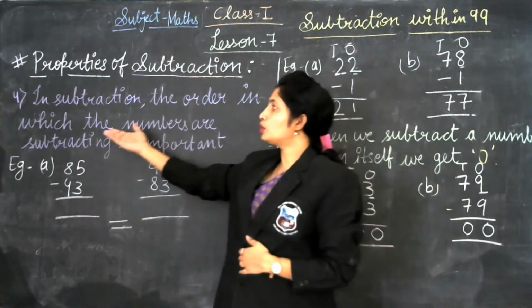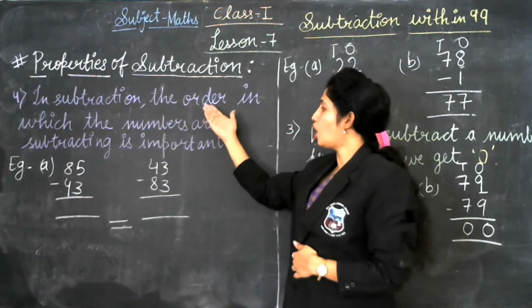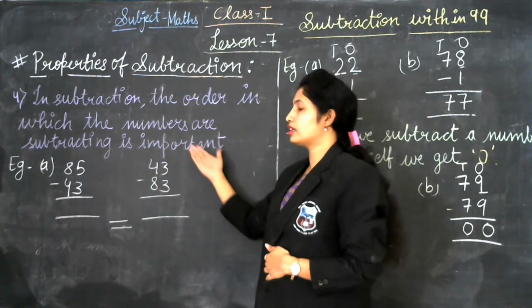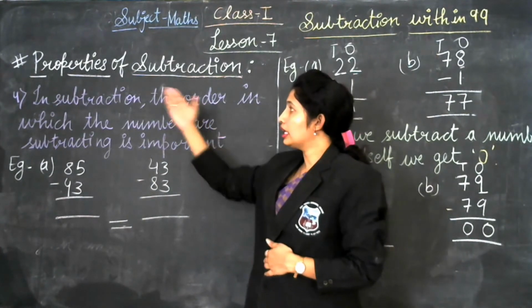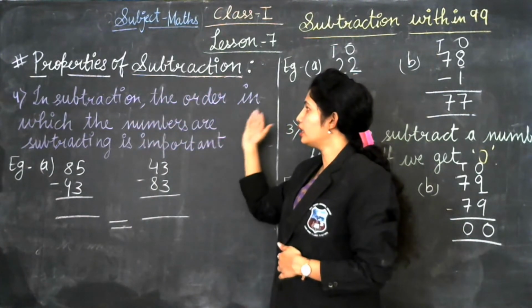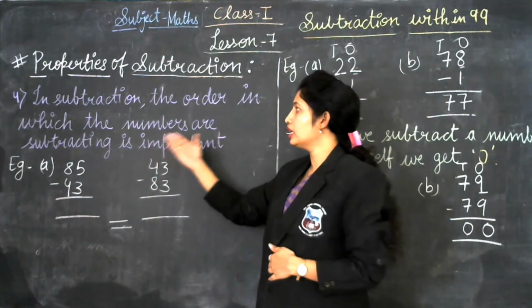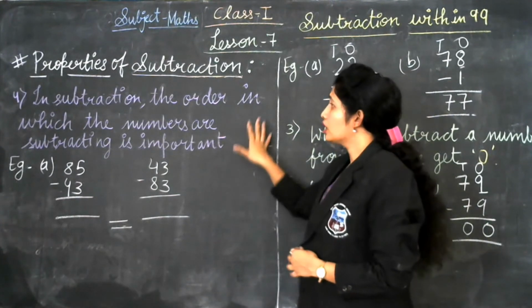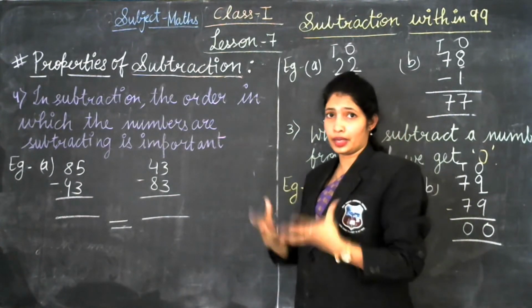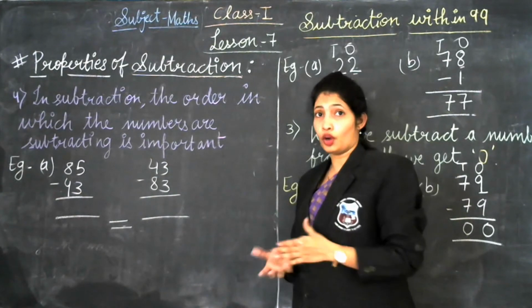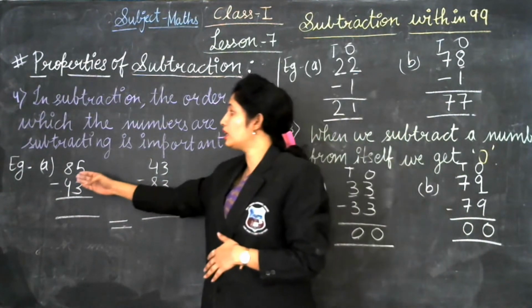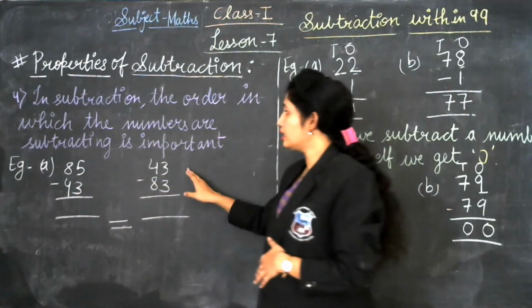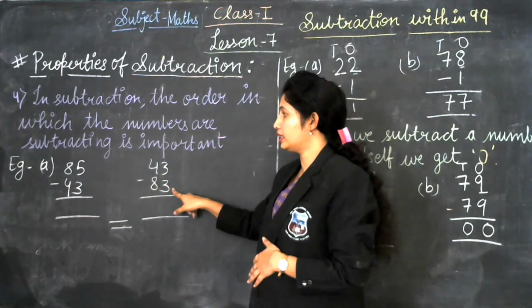Children, the fourth property in subtraction: the order in which the numbers are subtracted is important. I will repeat this. In any subtraction, the order in which the numbers are subtracted is very important. Clear? Now look at this example. 85 minus 43, and another is 43 minus 83.